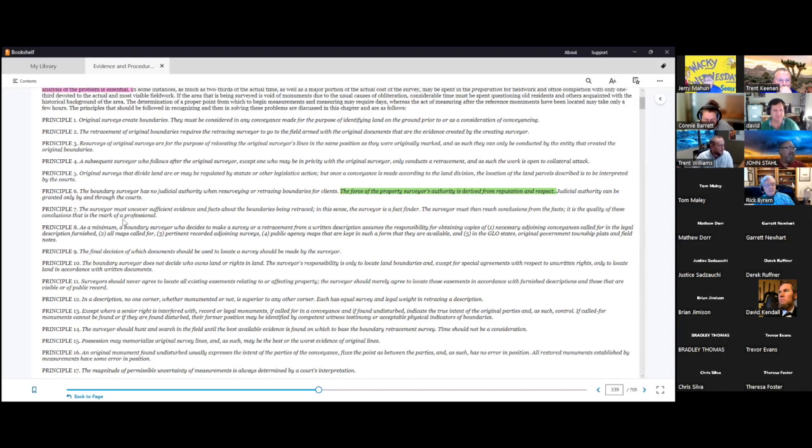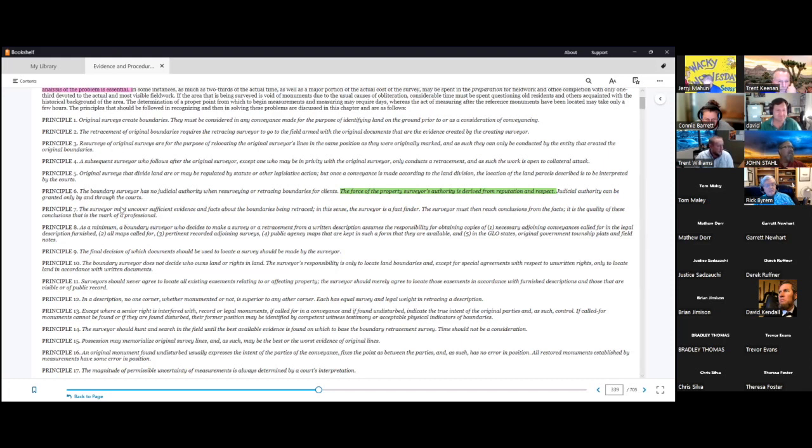The surveyor must uncover sufficient evidence and facts about the boundaries being retraced. In this sense, the surveyor is a fact finder. The surveyor must then reach conclusions from the facts. It is the quality of these conclusions that is the mark of a professional.